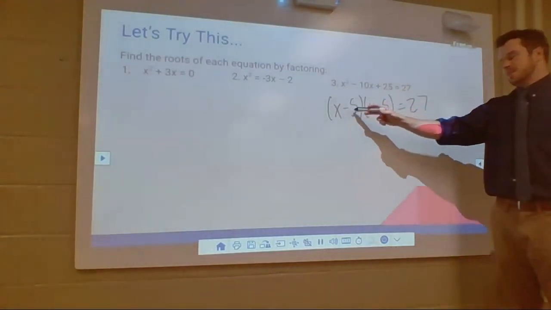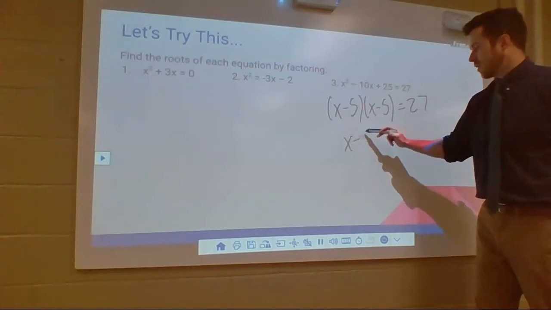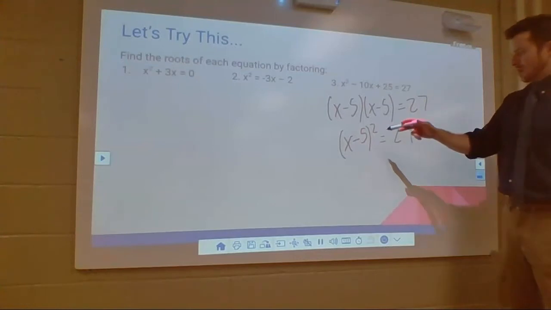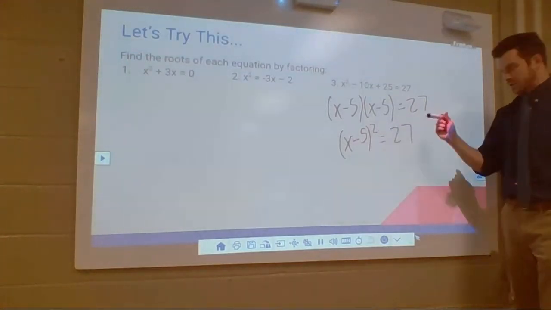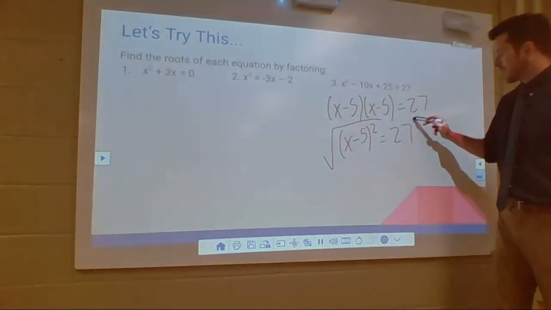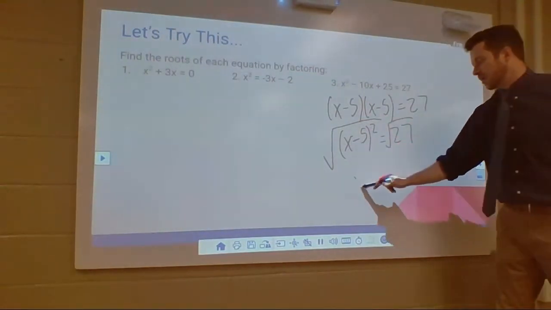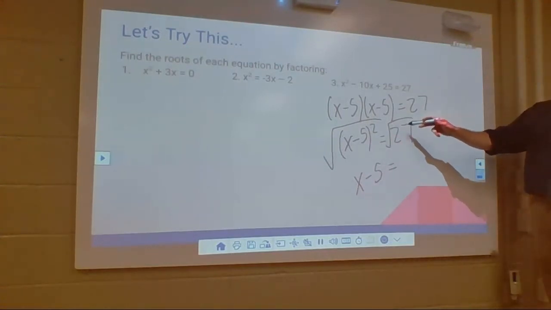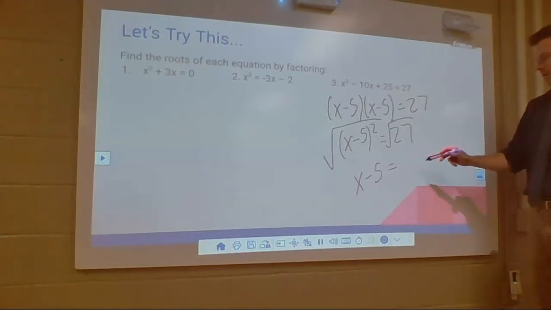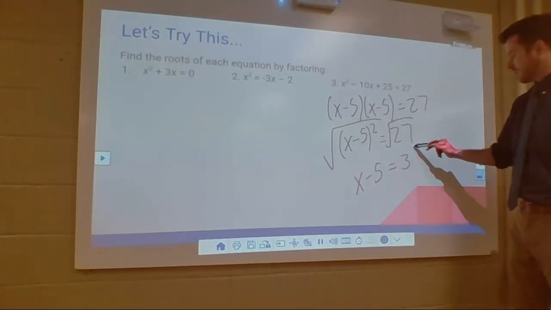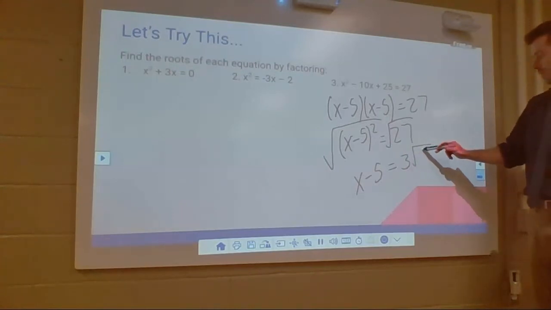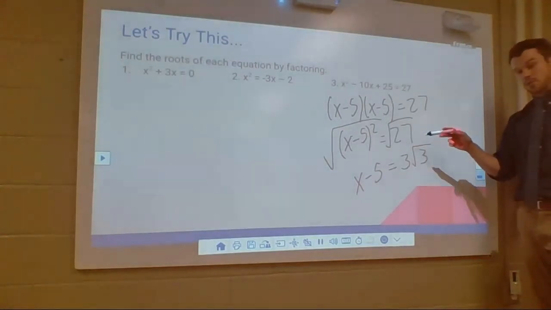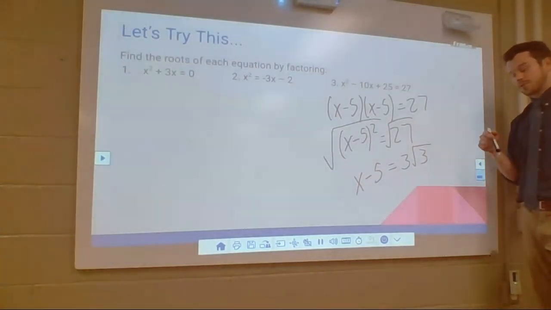Well, we can rewrite x minus 5 times x minus 5 as x minus 5 squared. And that equals 27. And then I want to get rid of that exponent of 2. So again, I'm going to square root both sides. So we're going to get x minus 5 equals the square root of 27, which, let's go ahead and simplify this radical since we can. The square root of 27 simplifies to 3 times the square root of 3. If you don't understand how I got there, you can ask me in tutoring, or you can Google the topic simplifying radicals, or look it up on YouTube.